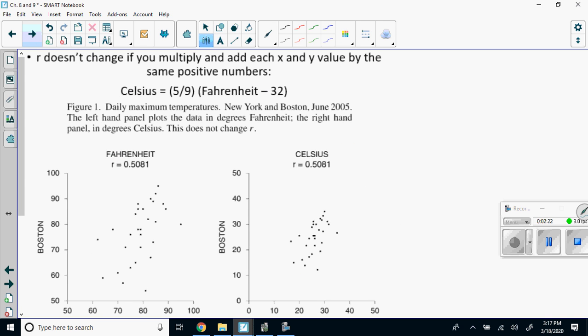R also doesn't change if you multiply or add each x and y value by the same amount. So for example, if we change Fahrenheit into Celsius, R does not change because what's happened to every single x value, we've subtracted 32 and then we've multiplied by 5/9. So we've added by the same amount and we've multiplied by the same amount to every single x value. We subtracted 32 and then we multiplied by 5/9 to get that. I don't know which point that becomes, but to get that point.